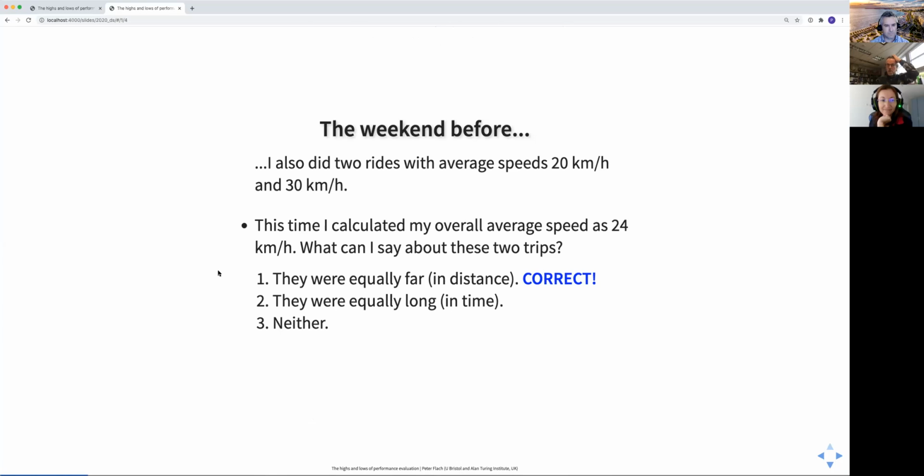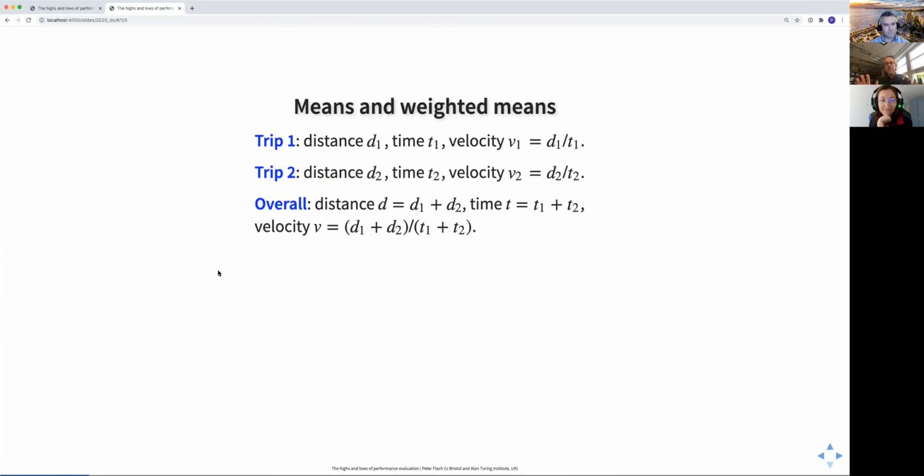Okay, so how does that work? And let me just spell out the maths for you. It's nothing very deep, but people forget these things. So trip 1, we have distance d1, time t1, velocity is the ratio of the 2, v1. Same for trip 2. And then my overall trip, I add up the distances, I add up the times, and I have a velocity, which could be seen as an average velocity of total distance divided by total time. Now, if I do that, and I know that t1 equals t2, so the two trips took the same time, then of course I can say that the overall velocity is the arithmetic mean of the two original velocities.